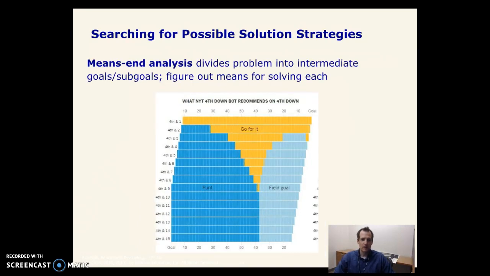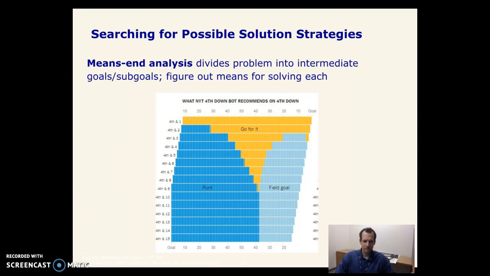Another way to answer this type of issue is a means-ends analysis: divide problems into intermediate goals and sub-goals, and figure out means for solving each one. Well, that's looking a lot more logically. When some researchers looked at this problem, they found that a more effective method would be to go for it a lot more often. If they're anywhere from the 30 on, and it's 4th and 2 or below, they should go for it. This is based on some numbers about the propensity of actually getting it and the chances that it might affect their propensity to win the game.